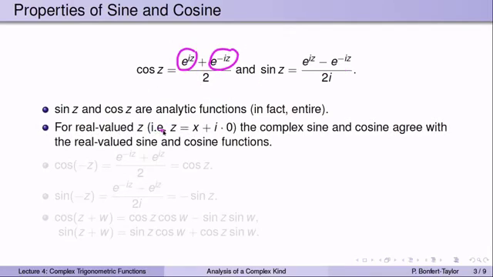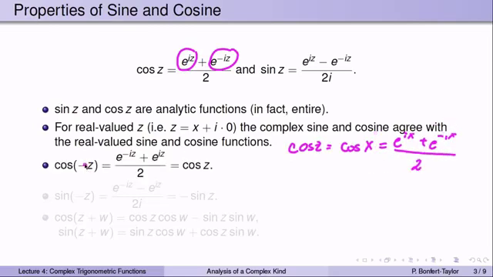For real valued z's, so if you plug in a z of the form x with no iy, so just z is equal to x, the complex sine and cosine functions agree with the real valued sine and cosine functions, because in that case, I get cosine of z is equal to cosine of simply my x plus i times 0, and that's e to the ix plus e to the minus ix divided by 2, and that's the definition of our real valued cosine function.